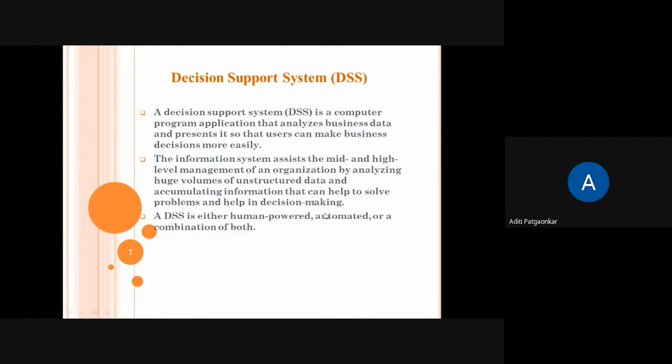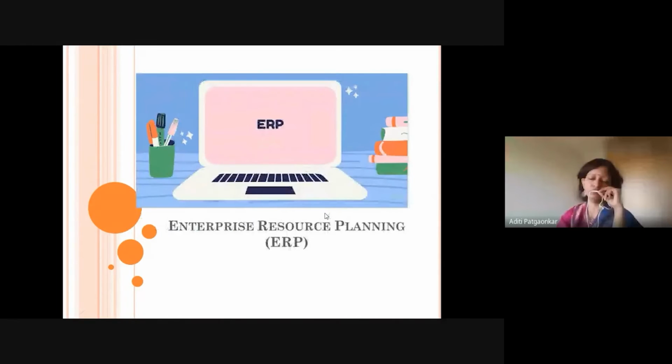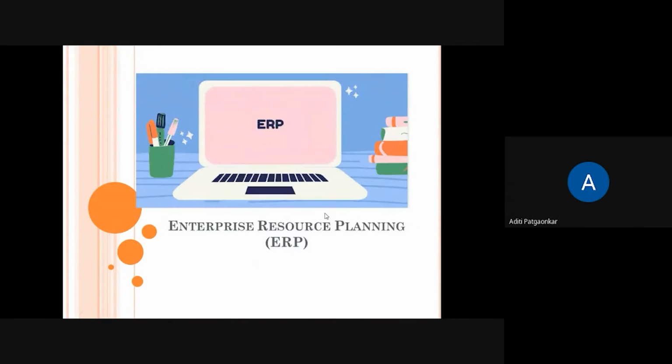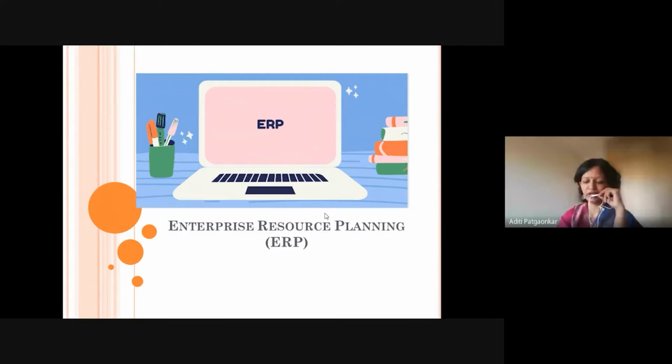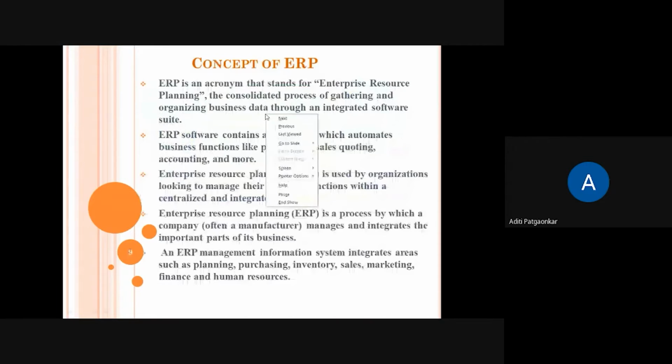The next system that we have here is ERP. Now, what is enterprise resource planning? What is the main use of it? How are we going to differentiate between MIS and ERP, that we are going to see here today. Now, enterprise resource planning, the name indicates, is generally used by the production unit, or we would say this enterprise resource planning software is generally used by manufacturing organizations, generally by industries.